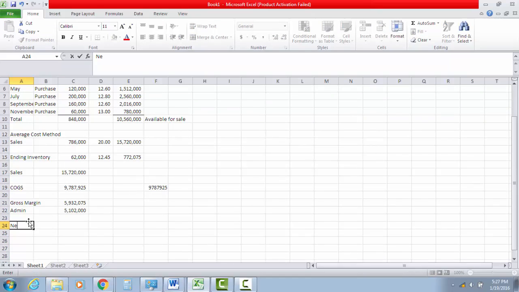So then my net income is the 5.9 less the admin costs. My net income is $830,075. That is the answer to the first one.